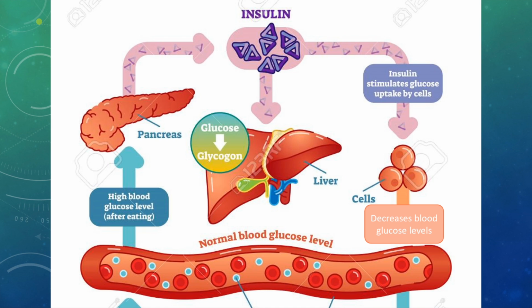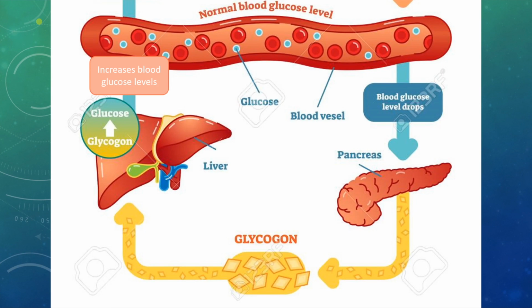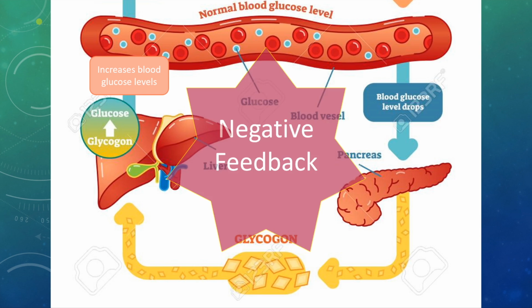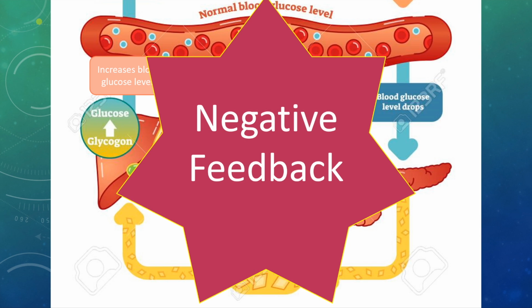Insulin aids in the conversion of glucose into glycogen, which is then removed from the bloodstream and stored in tissues, thus decreasing the blood glucose levels. Glucagon is released by the pancreas in response to low blood glucose levels. Glucagon aids in the conversion of glycogen back into glucose, which is then added back into the bloodstream, thus increasing blood glucose levels. Therefore, both of these pathways are negative feedback loops.